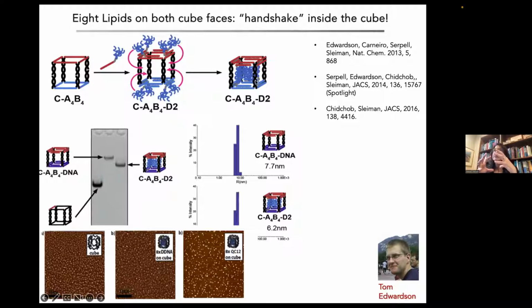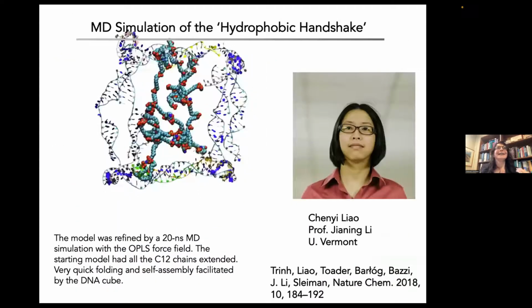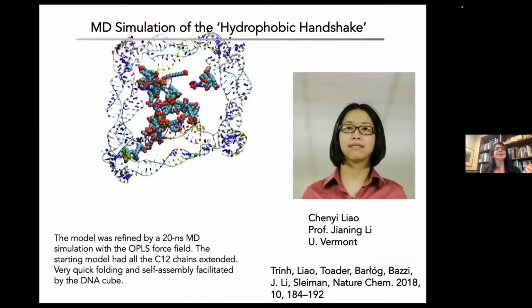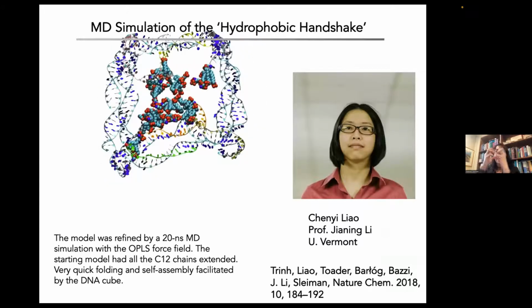And this hydrophobic interior, of course, is now capable of encapsulating small molecules, right? Because small molecules, drugs, are typically hydrophobic. And again, in collaboration with Jianing, what Jianing showed is that this kind of collapse of the interior happens very, very quickly in these cubes. It distorts the whole cube, but as it turns out, the entire structure is actually more stable than a cube without those hydrophobic units on the inside.